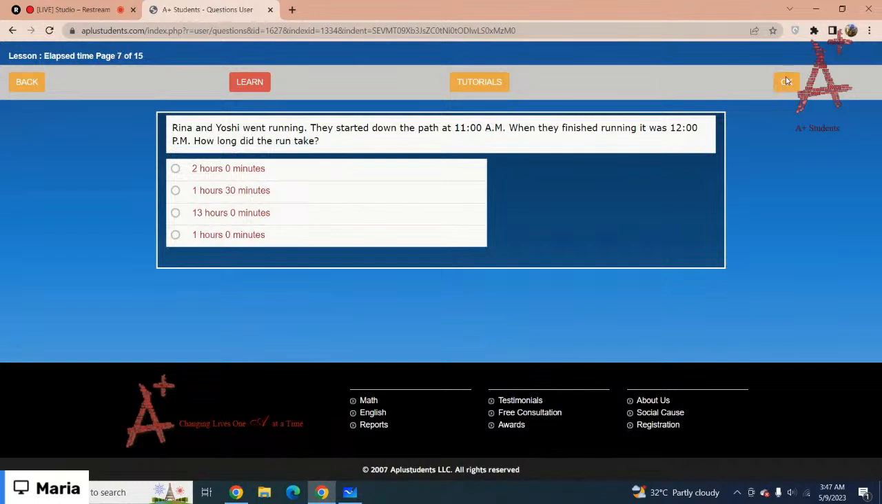Rina and Yoshi went running. They started down the path at 11. When they finished running, it was 12 p.m. How long did the run take? From 11 until 12, they spent just 1 hour. Got it?